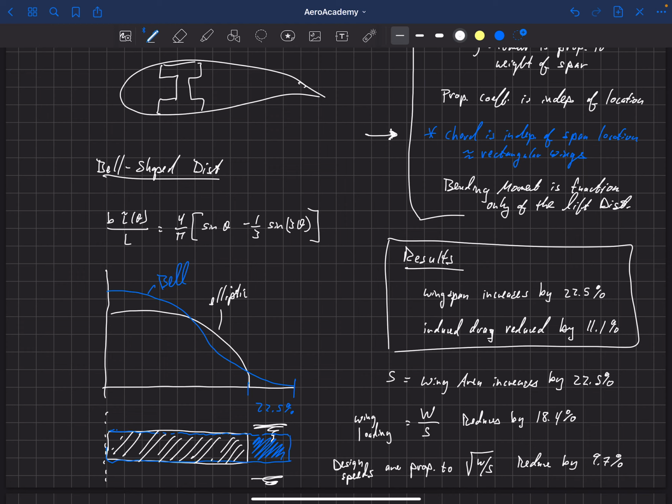And so in the next video, we're going to talk about another way to approach this problem that builds on the approach that Prandtl took here, but approaches it from a slightly different perspective, and there are some really interesting things we can learn from that method.